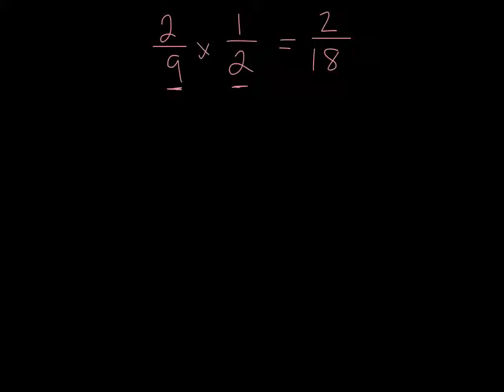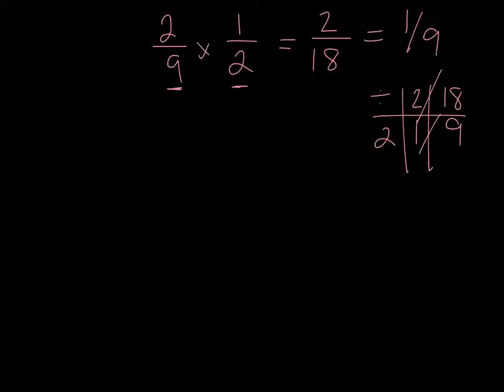If I use the slide method, 2 and 18 are both even numbers. They can both be divided by 2. 2 divided by 2 is 1. 18 divided by 2 is 9. And so the simplest form would be 1/9. So 2/9 times a half is equal to 1/9. And once again, I should notice that my answer is getting smaller because I multiplied by a half, and a half is less than 1.